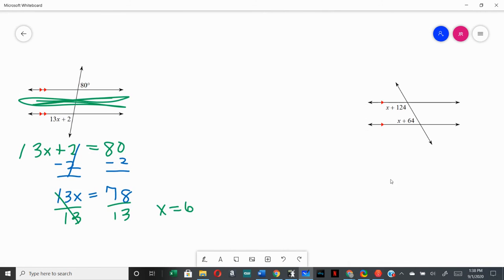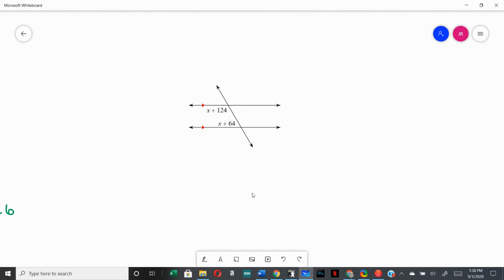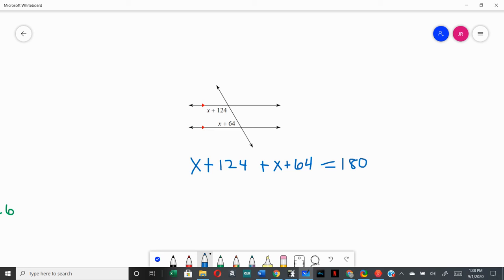If we take a look at the last example, again, identify the situation so you know what they are. So what are these angles? These are in between the two parallel lines, so that means they're interior angles. Are they same side or opposite side? They're on the same side. So that makes these consecutive interior. Consecutive interior angles are always supplementary. So what do I do? I add these up: x plus 124 plus x plus 64. And this has to equal 180.